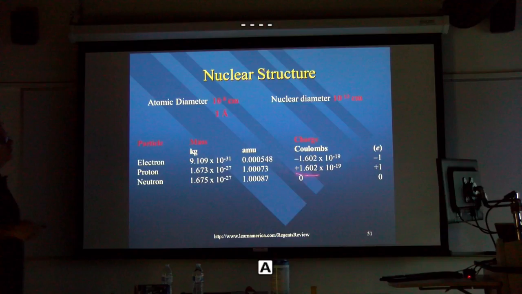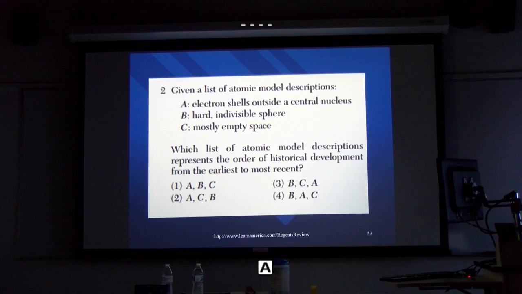It says, and this is all from the past two Regents, given a list of atomic model descriptions: electron shells outside a central nucleus, hard indivisible spheres, mostly empty space. Which list of atomic model descriptions represents the order of historical development from the earliest to the most recent? Which one's first? So I had the little quick history lesson I gave you. Which one of these theories would be the beginning? B. Choice B is absolutely correct.